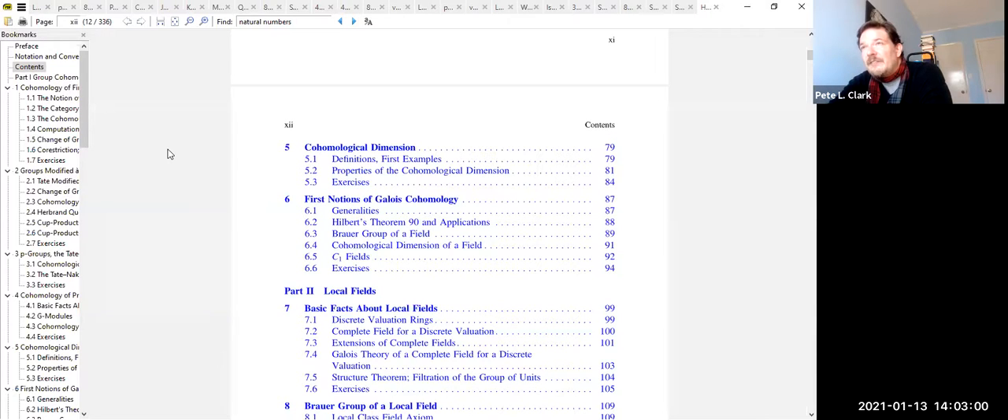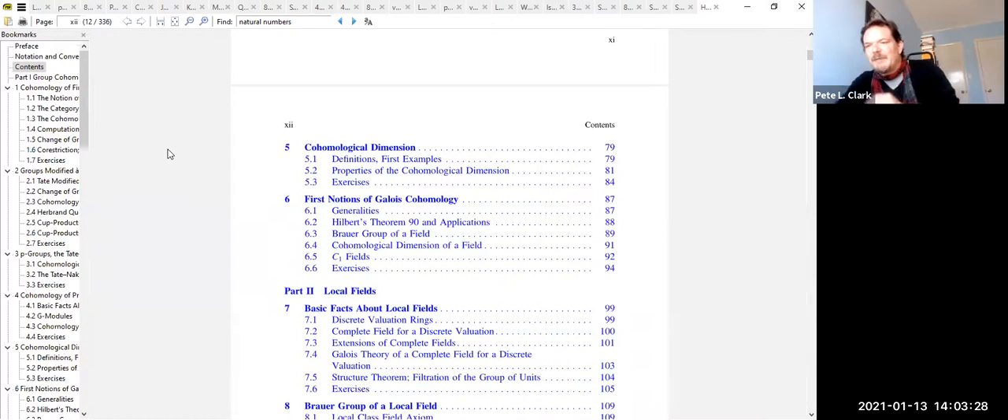And then class field theory for global fields, and as ever, a global field is either a number field or a function field in one variable over a finite ground field. In particular, we get a good description of the Galois group of the maximal Abelian extension of such a field. Okay, so that's what class field theory is.